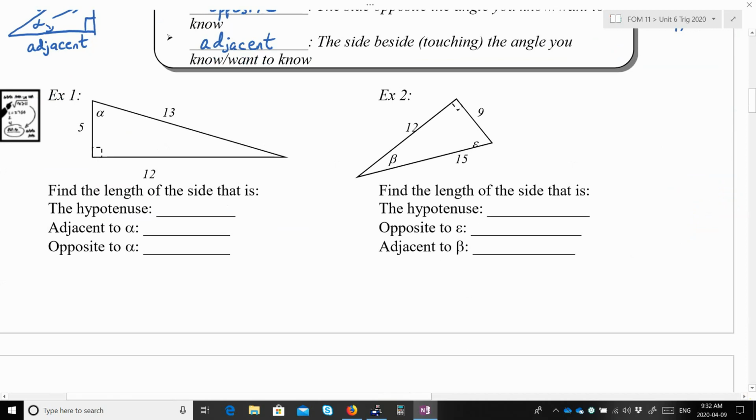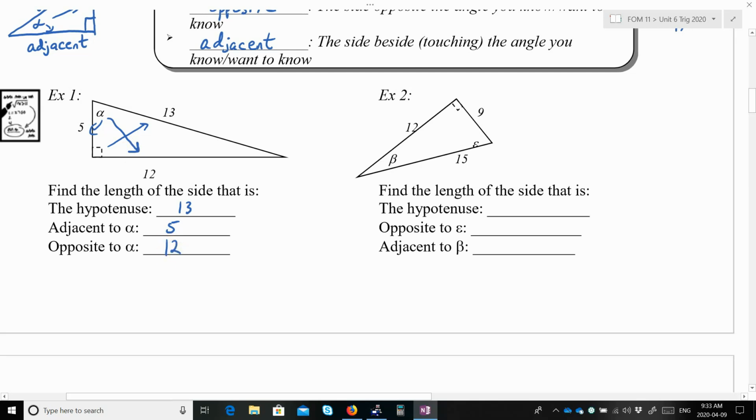All right, let's try example 1. Find the length of the side that is the hypotenuse. Okay, the hypotenuse is across from the 90 degrees, so that is 13. Adjacent to alpha, so the one that is beside alpha, is 5. And opposite to alpha, straight across like that, is 12.